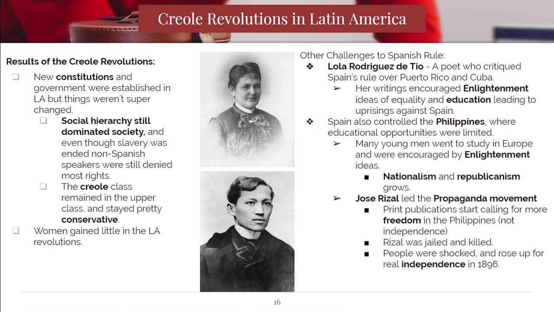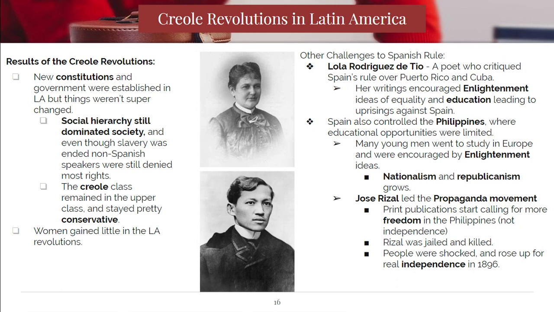in the Caribbean. She's living in Puerto Rico and Cuba. Her name is Lola Rodriguez de Tio, and her writings encourage the ideas of equality in education, and do lead to uprisings against Spain in Puerto Rico and Cuba. Though those uprisings are actually defeated, and they will remain part of Spain until the late 1800s.